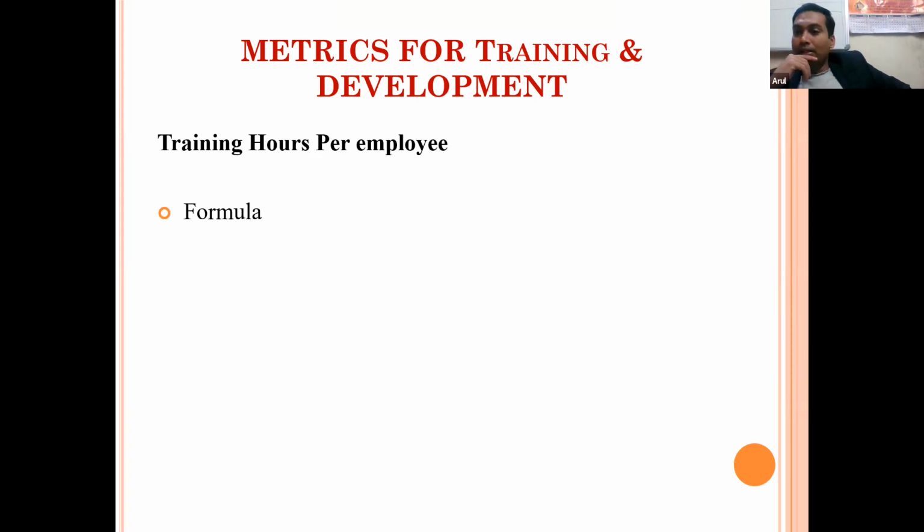Okay, training hours per employee. I'll tell you, there is a company called Google, everybody knows. Every year Google has mandatory training of 120 hours. Each and every employee is supposed to attend 120 hours of mandatory training, irrespective of designation. So why does Google practice this metric? So that you can refresh your skills and upgrade your skills as per your convenience. Otherwise, it's not comfortable.